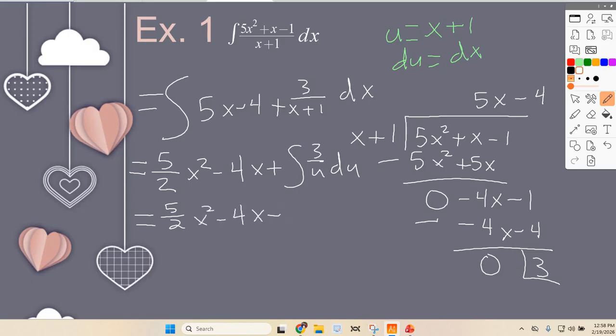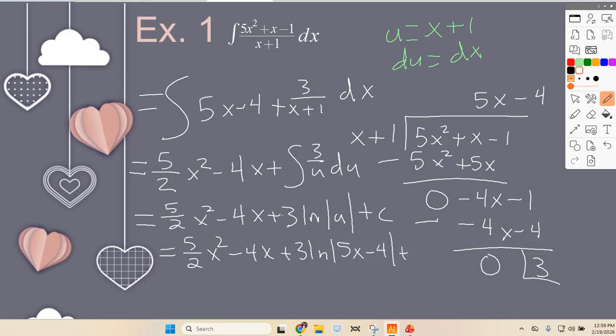And hopefully you recall from yesterday that my antiderivative of 1 over u, or in this case 3 over u, is going to be 3 times the natural log of the absolute value of u. And now that I don't have any integrals left, what do I have to make sure that I add? The c. And then my last step is just to plug my x's back in. And that would be my answer.